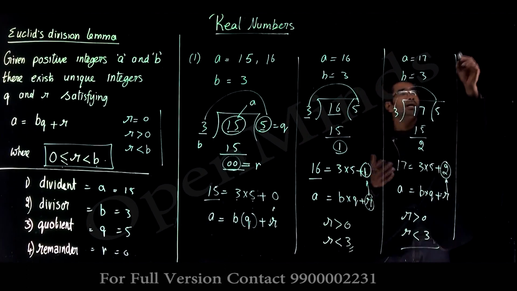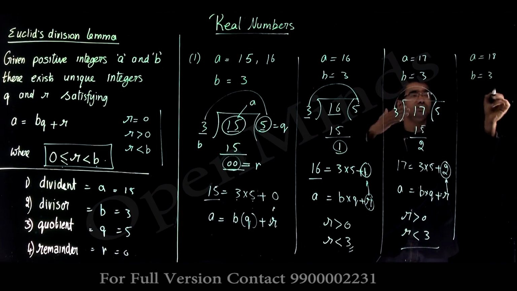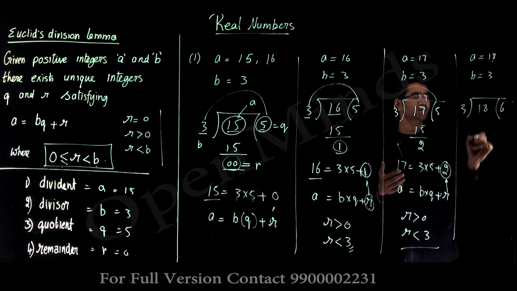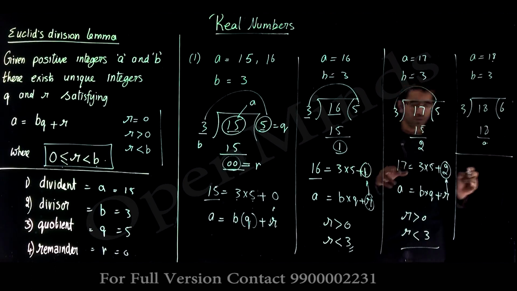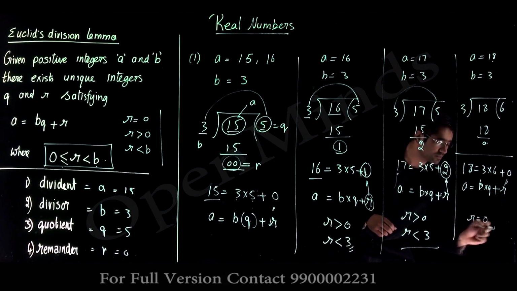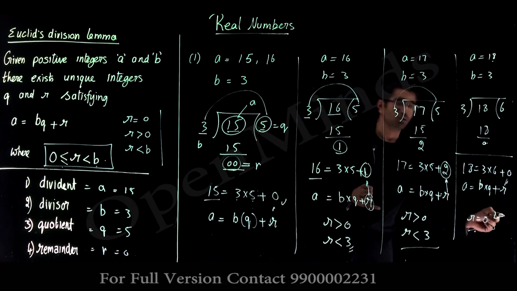What can be the next equation? I'll take a as 18 this time, and b as 3 again. I'm just trying to increase one number here. What happens? If I do the same thing, I get 3 into 18, and you can write 6 times 3 is 18, and I get a 0. Look at that. So I can write 18 is 3 times 6 plus 0, where a is b times q, which is 6, plus r. So what is r again? 0. So can r take any value other than 0, 1 and 2? This is possible, yes.